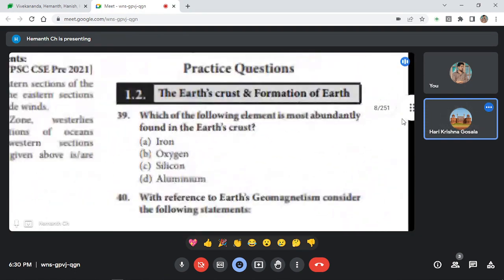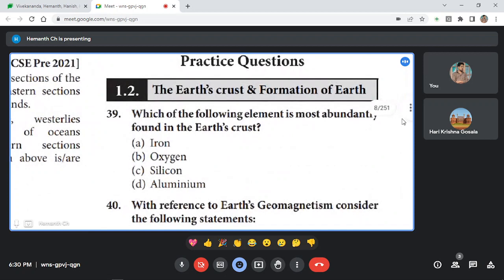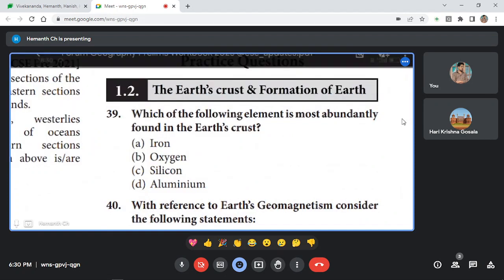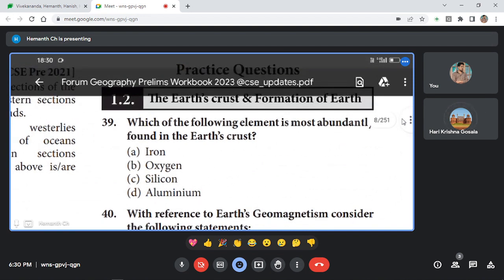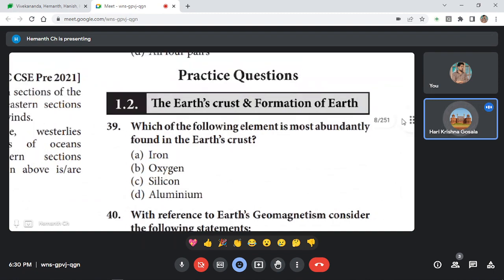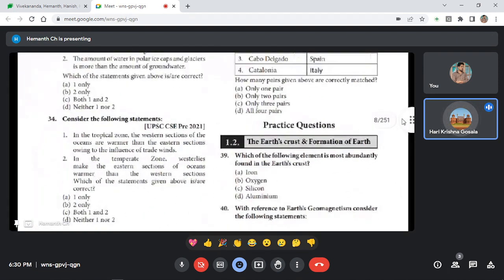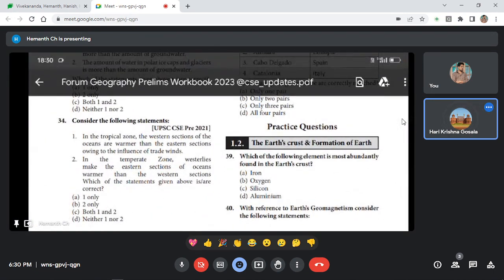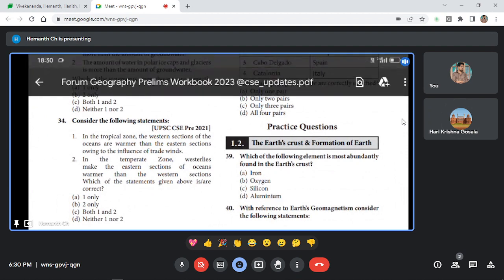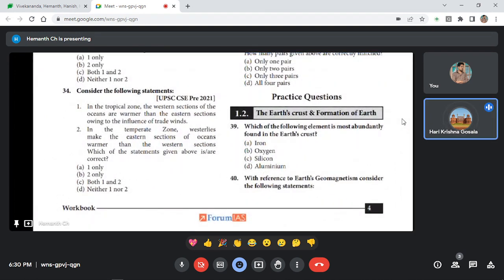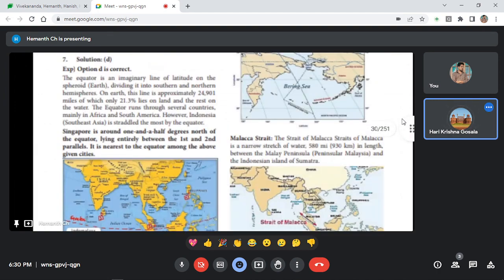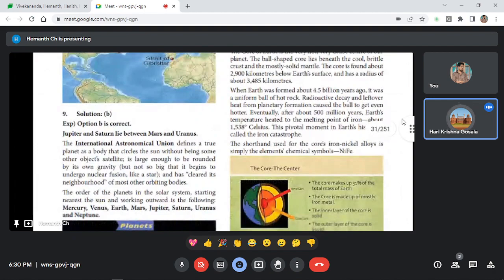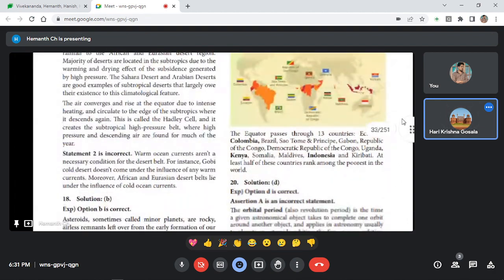So the following is the most abundant found in the earth's crust. Oxygen. Oxygen, silicon. Oxygen. Which of the following is most abundant found in silicon? Oxygen is in gases, but he said it is a normal element. Element. This is a big confusion.